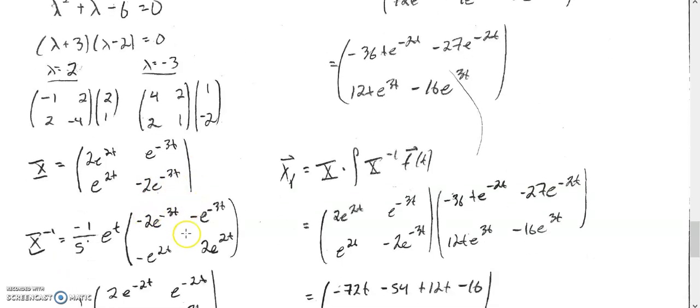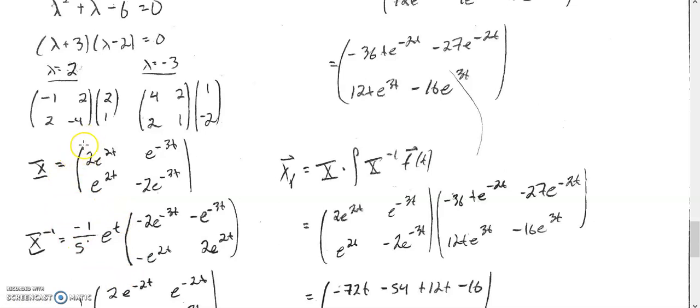My inverse, I switched these guys. So I switched that with that. So this guy went right there. This guy went right there. And then I negated my B and my C. So this and this got negated. And then this is the determinant out front.